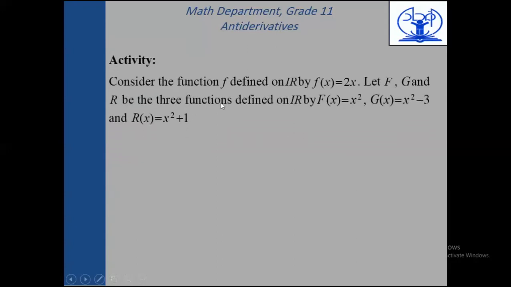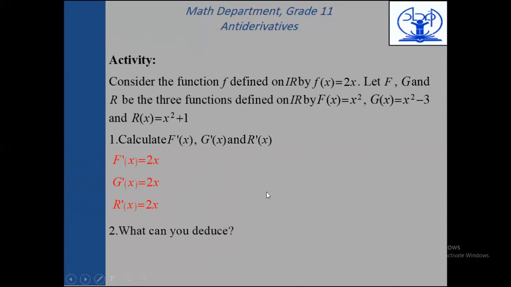Consider the function lowercase f defined by 2x. Let capital F, capital G, and capital R be three functions defined on R as x squared, x squared minus 3, and x squared plus 1. Calculate the derivative of each of the following functions: capital F of x, capital G of x, capital R of x. So F prime of x is 2x. G prime of x is simply 2x because the derivative of minus 3 is 0. And the derivative of R is R prime of x equals 2x.